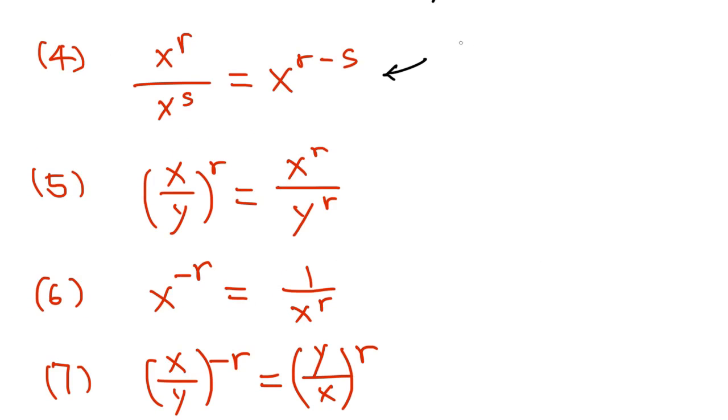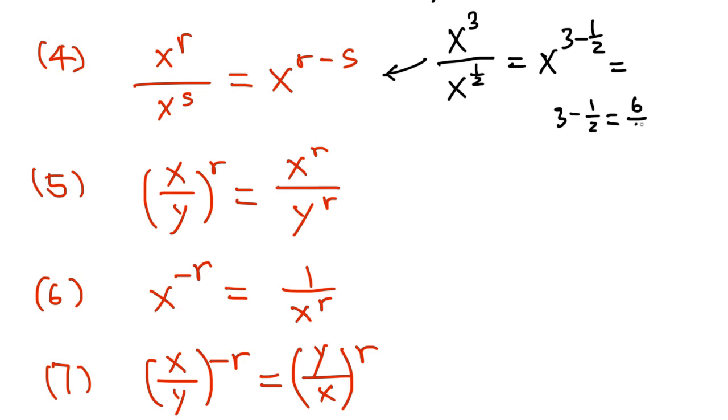So let's see another example. Suppose we have x cubed, and if it's divided by, say, x to the 1/2, and this is x to the 3 minus 1/2, and 3 minus 1/2 is 6/2 minus 1/2, which is 5/2. So the answer is x to the 5/2.